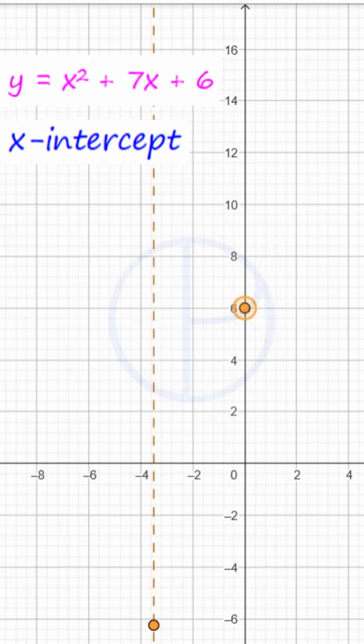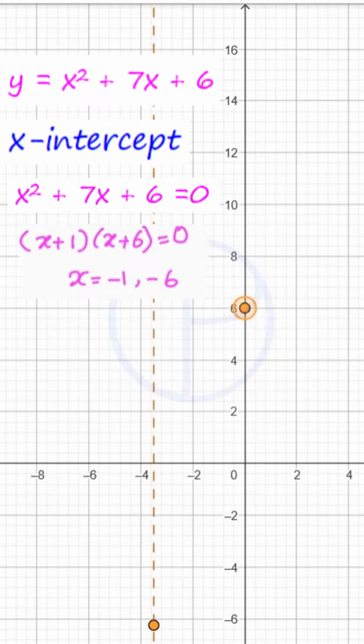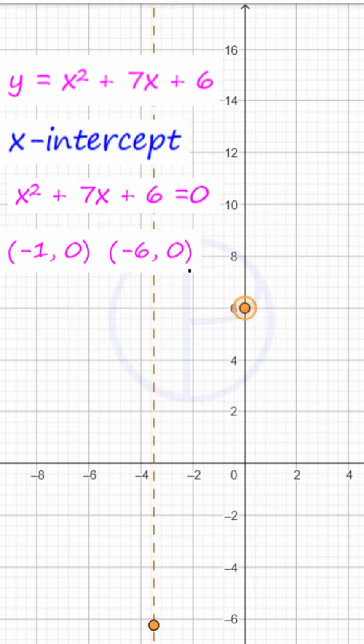Next, the x-intercept. This is nothing but the roots of the quadratic equation. To find it, set y equal to 0. Then we get x square plus 7x plus 6 equal to 0. Solving this quadratic equation, we get the x value as negative 1 and negative 6. So the coordinates of the x-intercepts are negative 1, 0 and negative 6, 0.